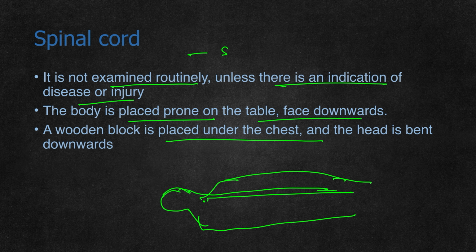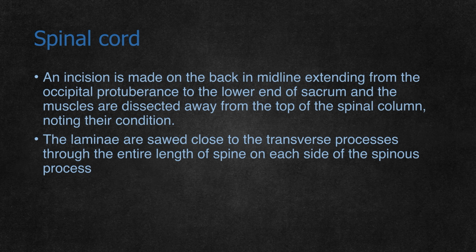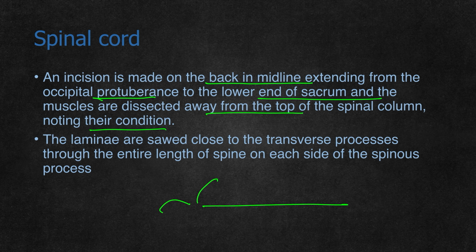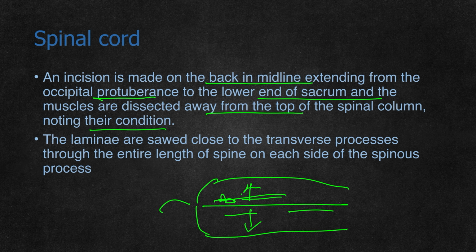A wooden block is placed on the chest and the head is bent downwards. Then an incision is made in the midline of the back, extending from the occipital protuberance to the lower end of the sacrum, and the muscles are dissected away from the spinal column, noting their condition. So the skin is reflected, then any muscles attached to the spinal column have to be reflected. Then the laminae are sawed close to the transverse processes through the entire length of the spine on each side of the spinous process.